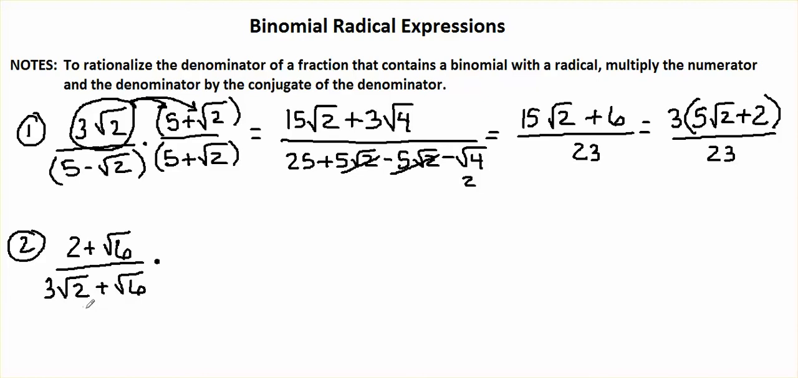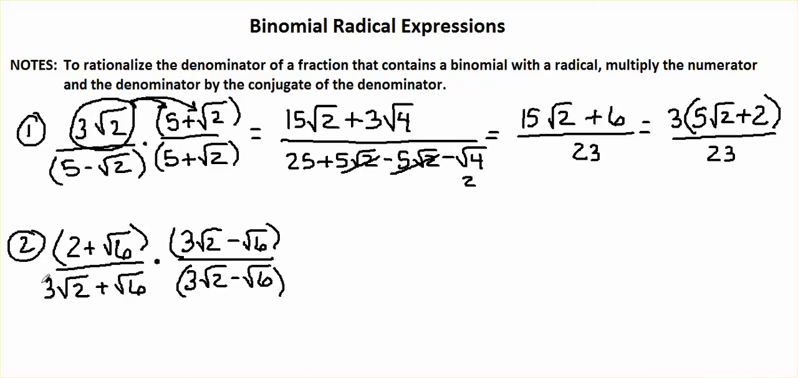Our conjugate now is going to be our denominator, but with our operator changed. So it's 3 radical 2 minus radical 6 over 3 radical 2 minus radical 6. So again, I'm going to put parentheses because I'm going to have to distribute. So let's work on our numerator first. Let's go ahead and FOIL. We have a binomial times a binomial, so we FOIL. 2 times 3 is 6, and we still have a radical 2.